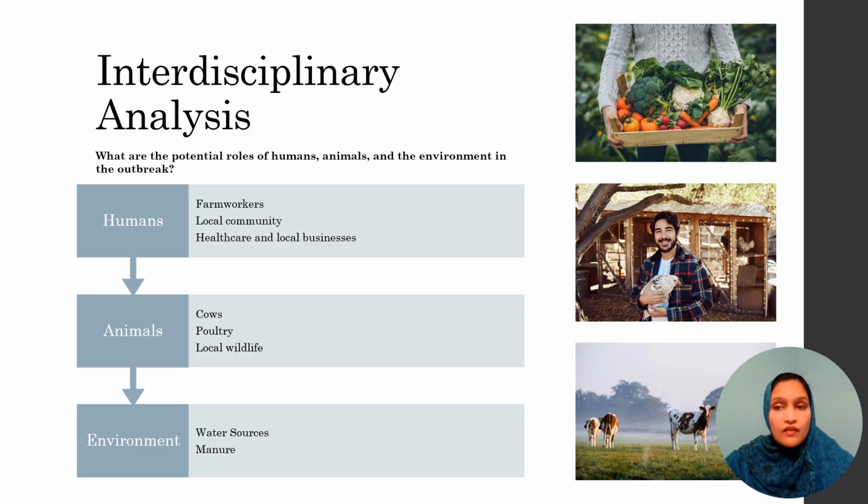Finally, we look at the environment. Water sources, the presence of contaminated streams used for irrigation and recreation, help facilitate the transmission of salmonella to both crops and people. Finally, we have manure management. The runoff of untreated manure, especially after heavy rainfall, likely contributed to the contamination of local water systems, affecting both agriculture and drinking water. To prevent future outbreaks, it is crucial to implement comprehensive control measures that address all of these factors.